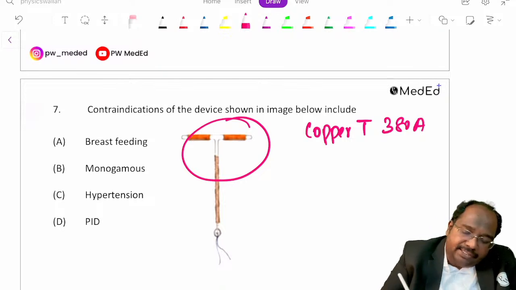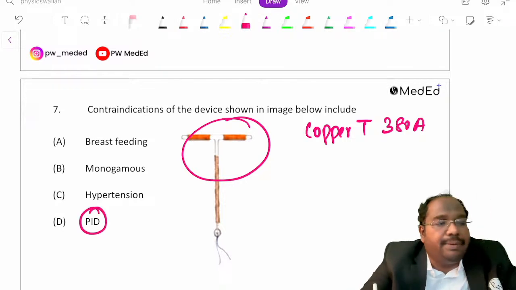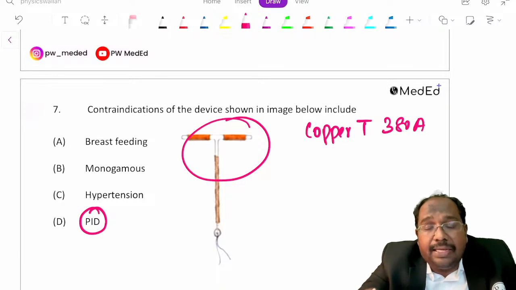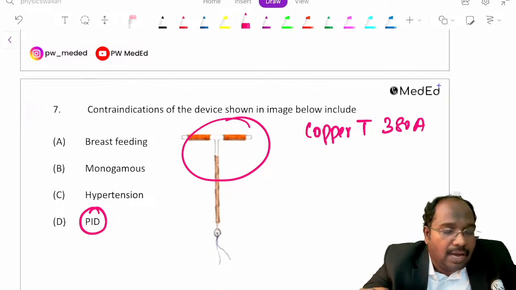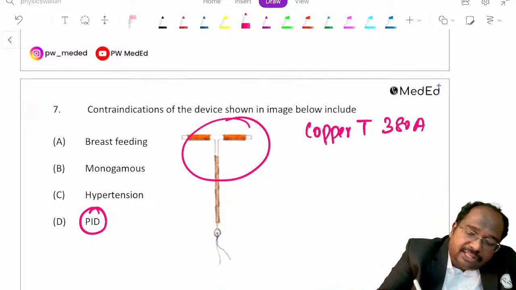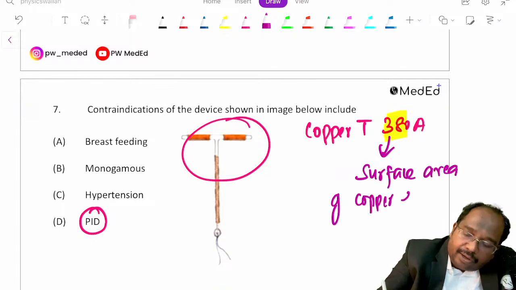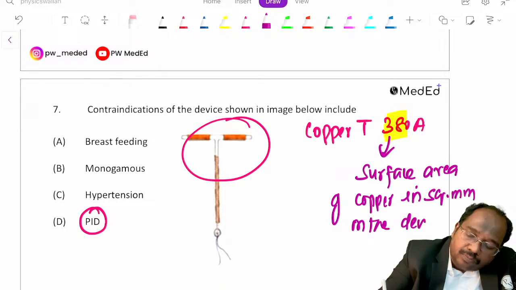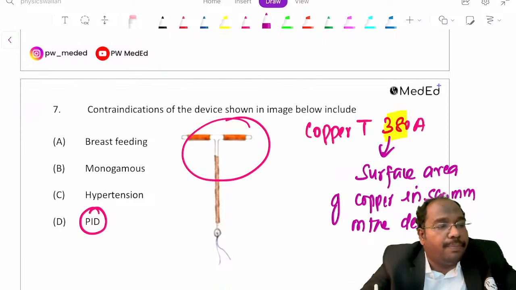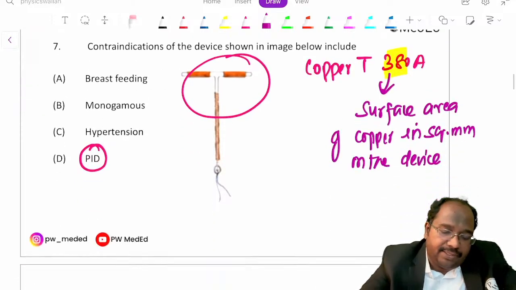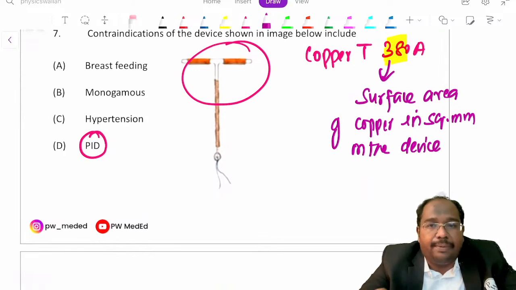Now, this is Copper T 380A. And we have already seen that PID is an important absolute contraindication. What does this 380 mean? 380 means the surface area of copper in square millimeters on the device, guys.